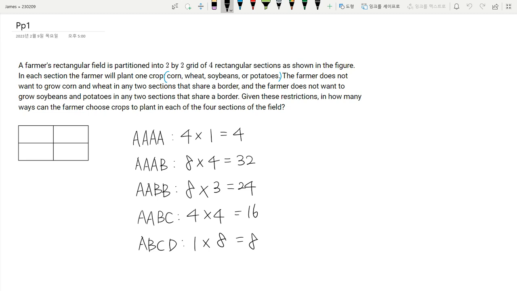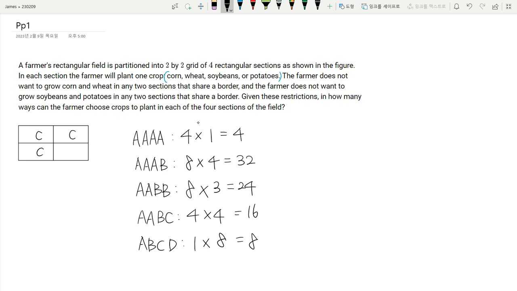And if we use 2 types of crops, and one crop is used for 3 fields, and the rest is filled with the second crop, because of the rule, we cannot use corn and wheat together in this arrangement because in such a case the corn and wheat share a border. So if we choose corn, we should choose either soybean or potato.